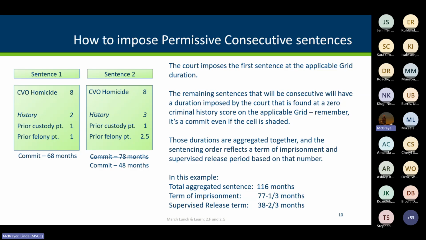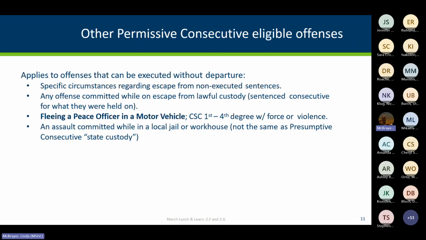There are other offenses that can be sentenced consecutive. These are ones where the grid time may end up being in a shaded box. The court can sentence them to a commit as a consecutive sentence without departure. And there are several of them on there, but the one that we see most often would be fleeing a peace officer in a motor vehicle.